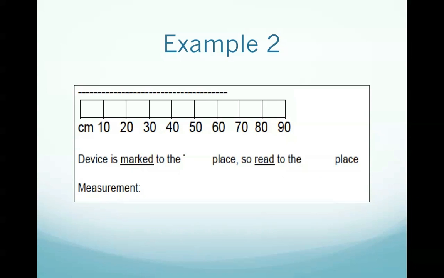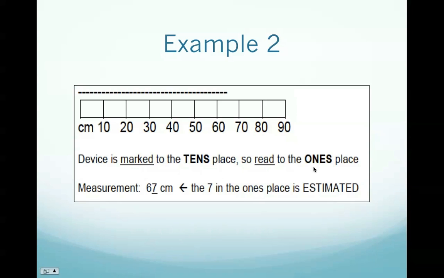So here we have a device that's marked to the tens place. So that means we're going to estimate or read one additional place value to the right, which is the ones place. So I'm not going to just simply go with 60 or 70. I'm going to estimate to that ones place to get an answer of 67 centimeters. And again, that 7 is in the ones place, is an estimated value.